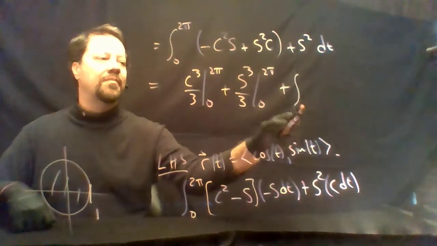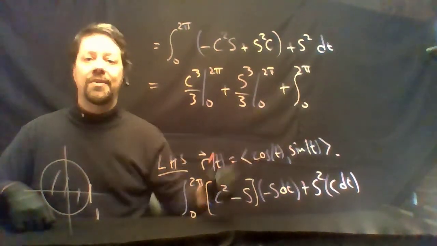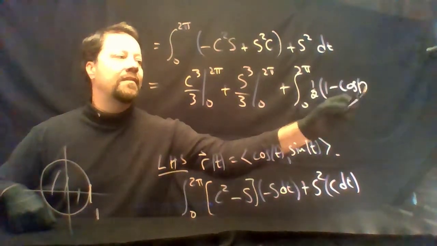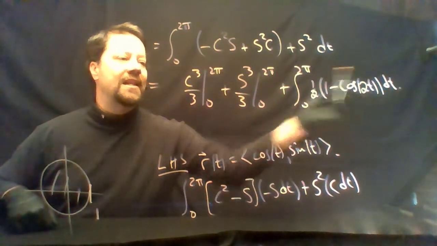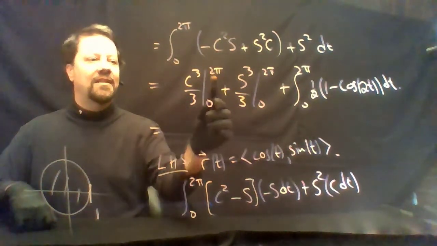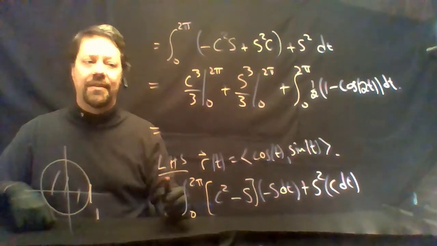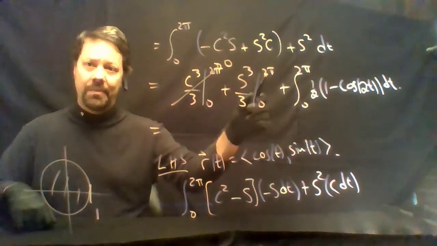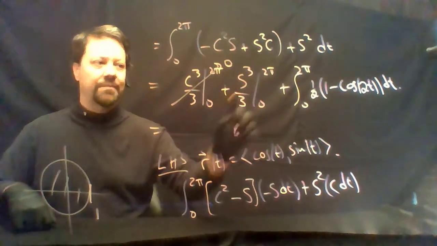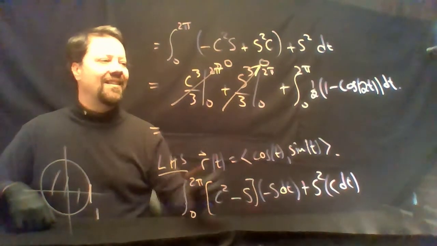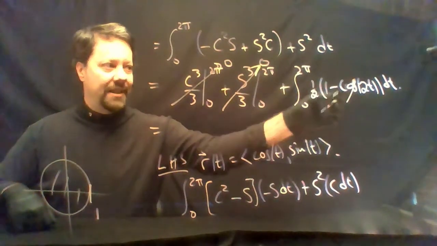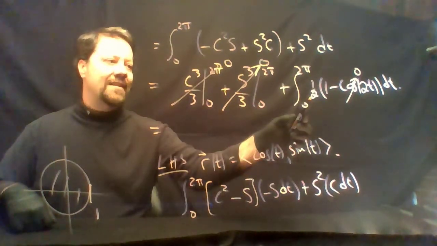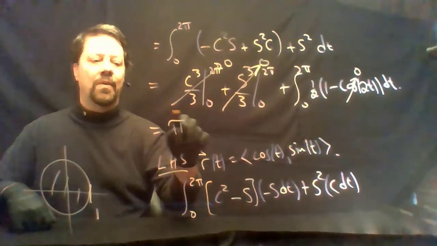On the last term, we have to use a half angle identity. We'll have 1/2 times 1 minus the cosine of 2t times dt. Cosine of 2 pi is the same as cosine of 0. This term gives you nothing. Sine, evaluated at 2 pi and at 0, is also equal to 0. And when we integrate cosine 2t across 2 periods, we get nothing. So the answer is 1/2 times 2 pi, or just pi.